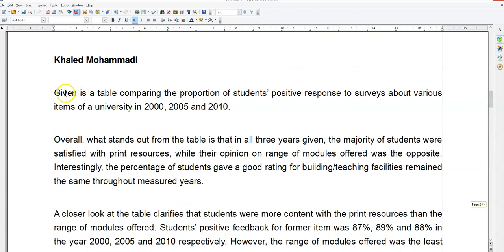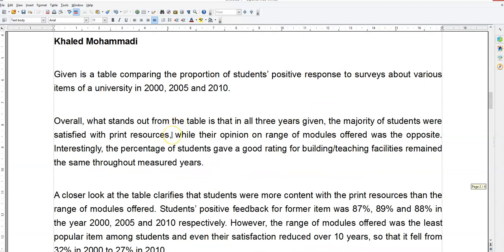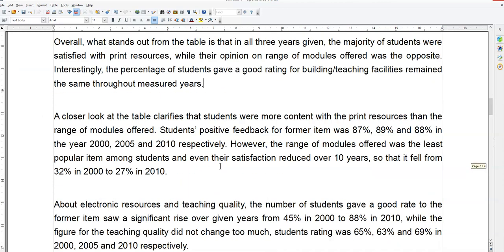Given, you mean the table shows? Comparing the proportion of students' positive responses to surveys, various items. Okay. Again, it doesn't tell you how it's measured or what the various items are. Majority of students were satisfied with print resources. Well, it's not exactly. Opinion was it on range? Oh dear. Okay, well that doesn't really tell me anything, does it? Was it like 4 out of 5 are virtually unchanged and 1 of them has doubled? So that's all you would need to say there.